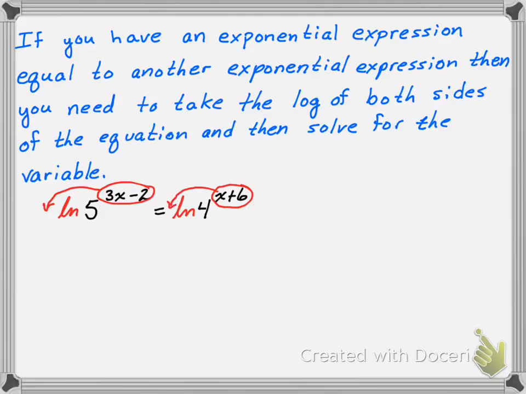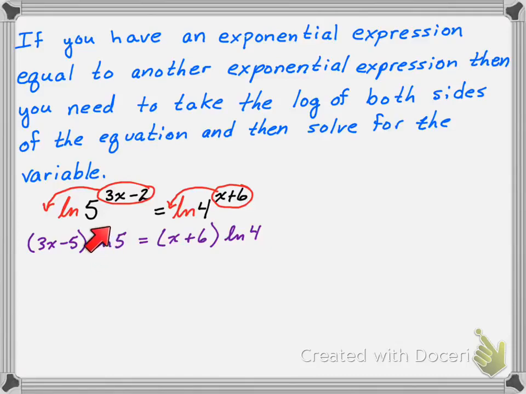So when we do that, that is going to give us 3x minus 5 multiplied by the natural log of 5 equals x plus 6 multiplied by the natural log of 4. Now remember that natural log of 5 is just simply a number. It's going to be a decimal value, but it's just a number.